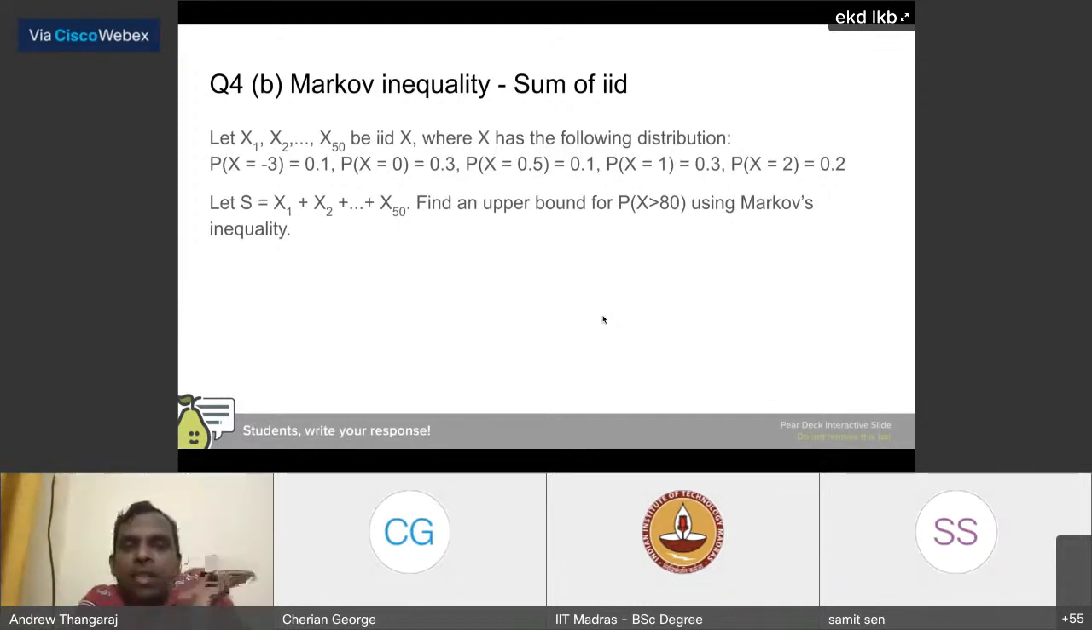Okay, hopefully you see that there's only one little trick here. It's finding the expected value of s. How do you find the expected value of s? It's just 50 times the expected value of x, right? And you have to find the expected value of x, and the distribution of x is given to you, so it's very trivial to find. Once you find the expected value of x, just substitute it here. You will get 50 times that as the expected value of s.